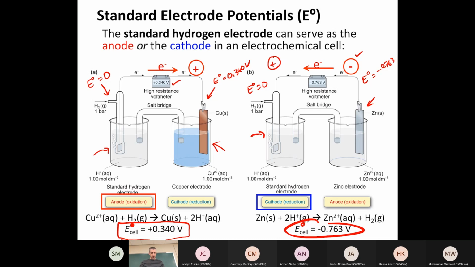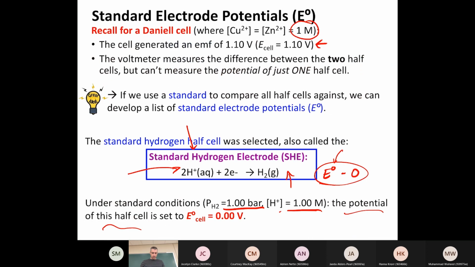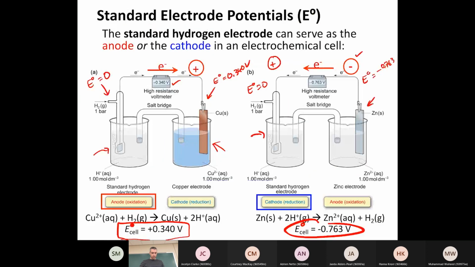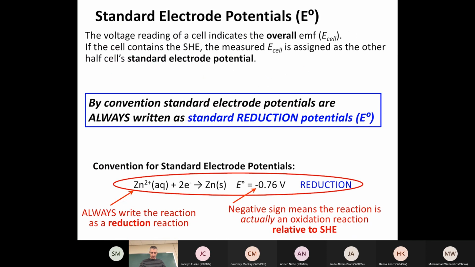So we call these standard reduction potentials. It's defined as 0 for the hydrogen. We've measured it to be positive 0.340 for copper, and we've measured it to be negative 0.763 volts for the zinc. And this has been done, I think there's actually a table in Wikipedia, if you look up standard reduction potentials, there's like hundreds of half reactions where this number has been measured. Great, so we call these standard reduction potentials.